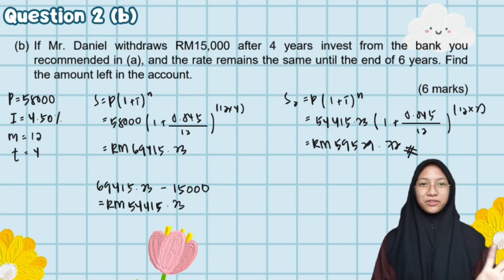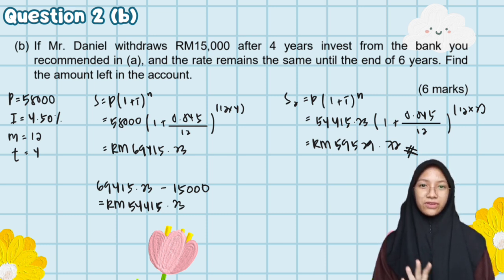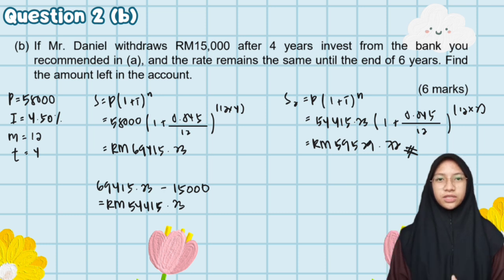If Mr. Daniel withdraw 15,000 ringgit after 4 years of investment from the bank recommended in Part A, and the interest rate remains the same until the end of 6 years, find the amount left in the account. First, the value of P, I, and M remains the same, but the time T changed to 4 years because Mr. Daniel withdraw his money after 4 years of investment. After substituting all the information into the formula, the amount obtained is 69,415 ringgit 23 cents.